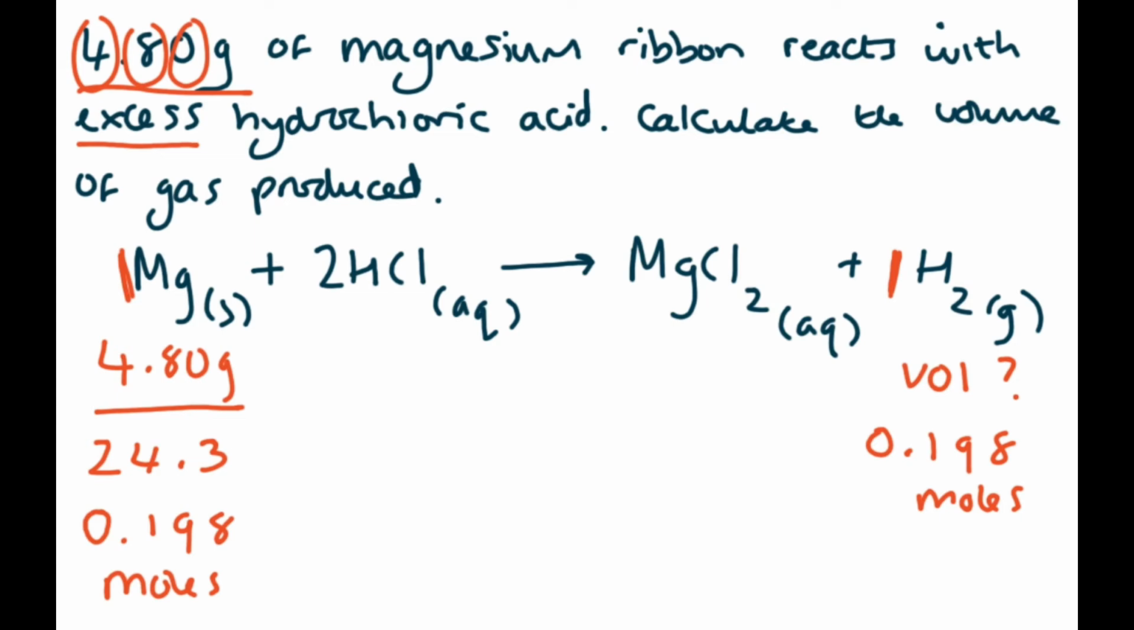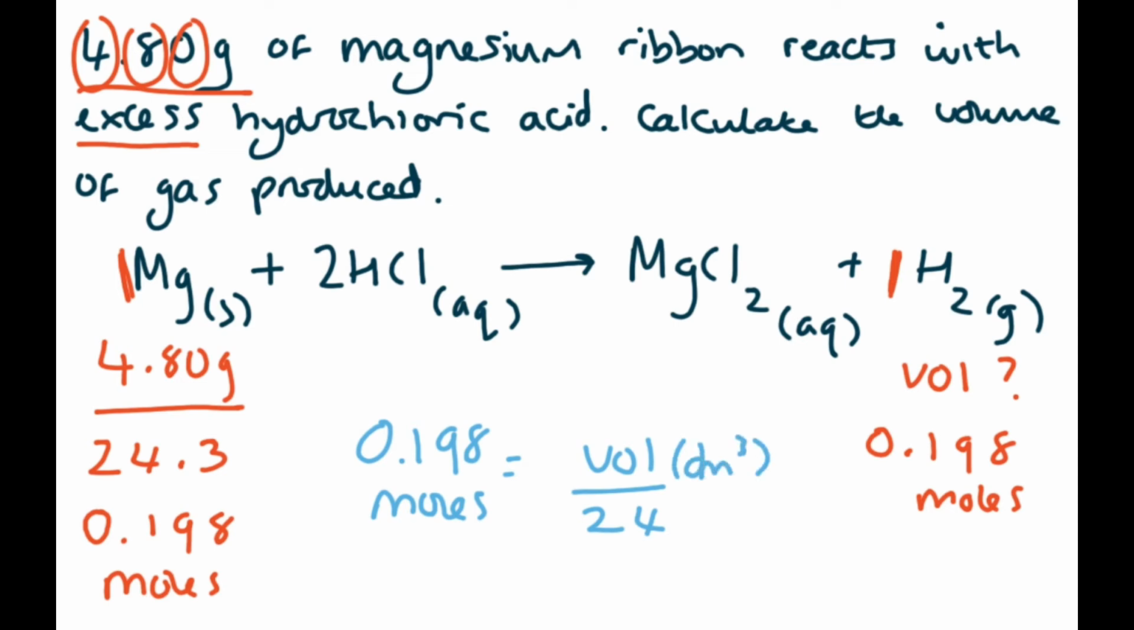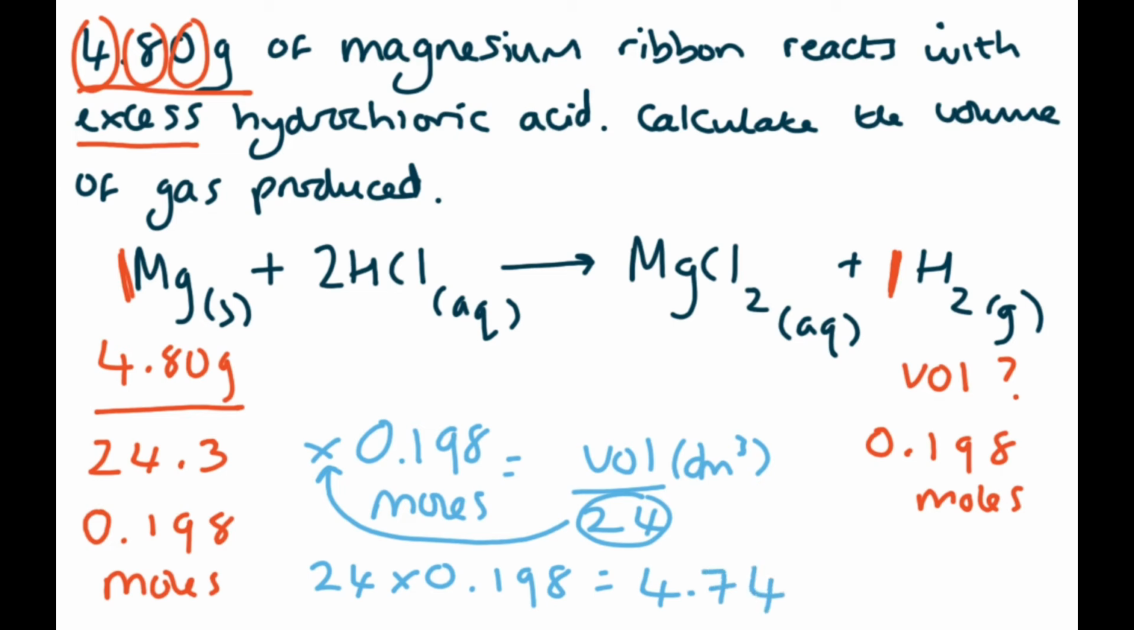So we need to find the volume of hydrogen. We've got the moles of hydrogen, and the equation is the volume of gas equation: volume over 24, if we're doing it in decimeter cubed. Because the 24 is on the bottom, we're just going to rearrange the equation. 24 times 0.198, and that equals... I'm going to keep three significant figures. But remember what I said about carrying the whole number through your calculation, and don't forget your units, decimeter cubed.